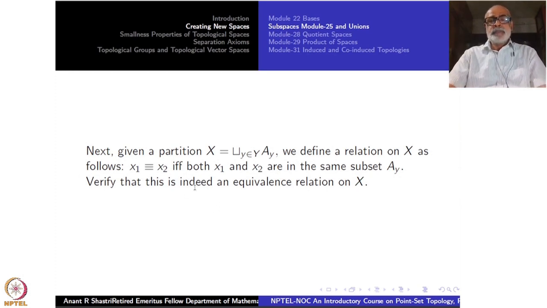So this is what I have said. Next, given a partition of X, like A_y, y belonging to Y, each A_y is non-empty, the union of A_y is X, and A_y intersection A_y' is empty. So that is an inverse. We can define a relation on X as follows. This is the relation: x1 is equivalent to x2 if and only if both x1 and x2 are in the same member A_y. Verify that this is actually an equivalence relation. That is not a big thing. So it gives you an equivalence relation.